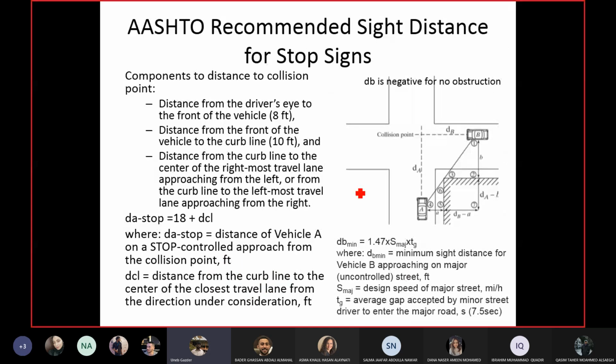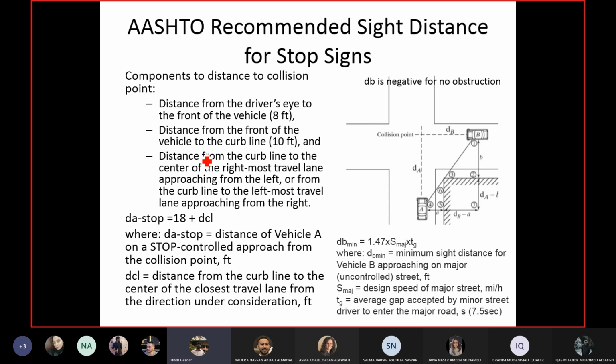When you are providing a stop sign, how much side distance must be available to the stop sign? So now we are talking about the side distance required to the stop sign, not the side distance required to the other vehicle, because now we are stopping, right?